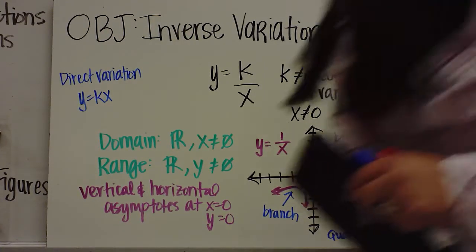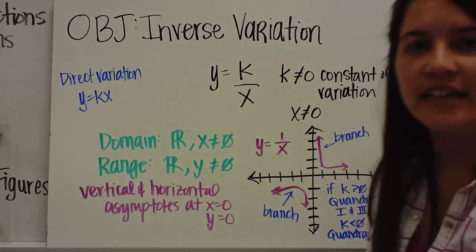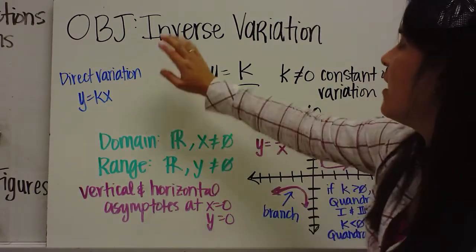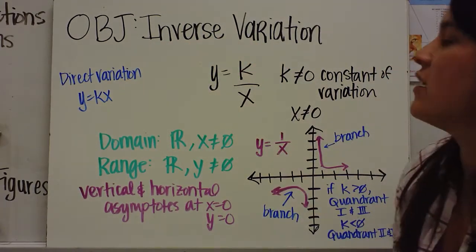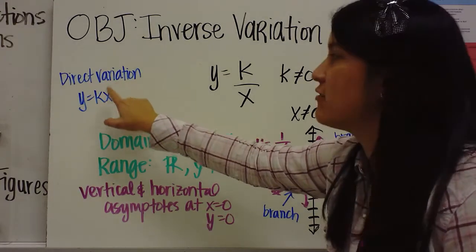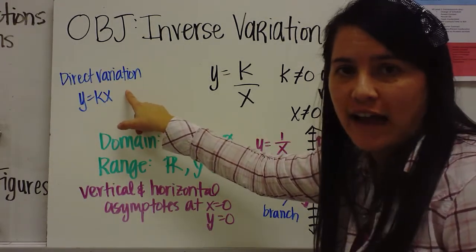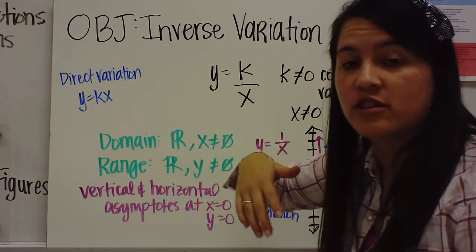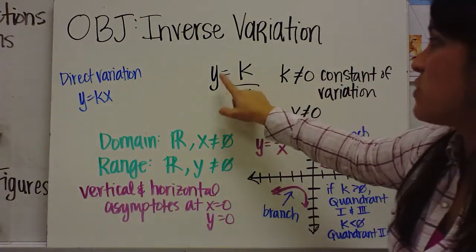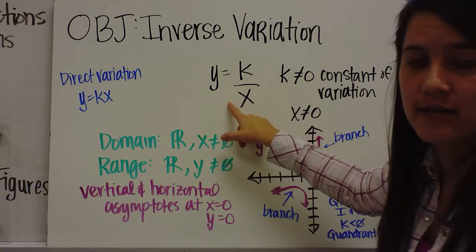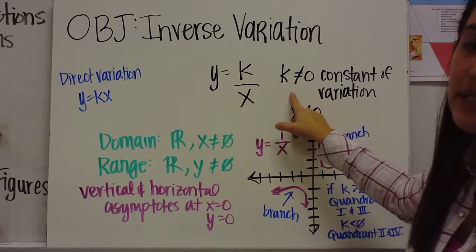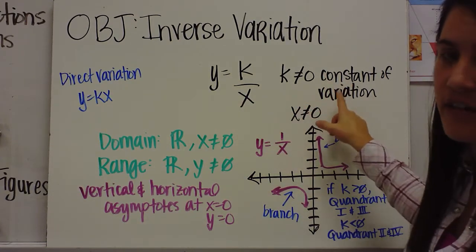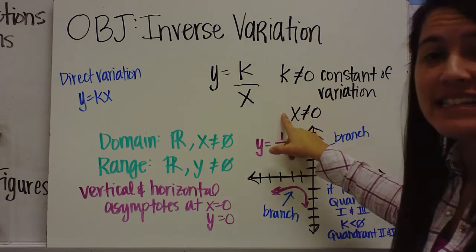Hey y'all. So today's lesson is inverse variation. You maybe remembered direct variation last year, y equals kx. So this is an inverse function, and it's y equals k over x, where k cannot be 0. It's the constant of variation. And x cannot be 0.